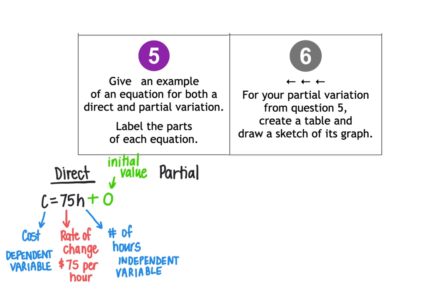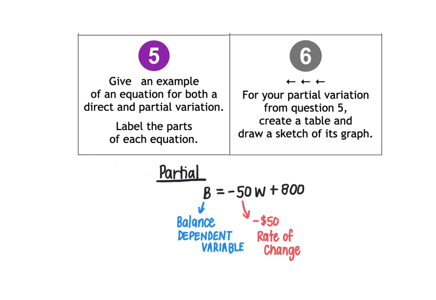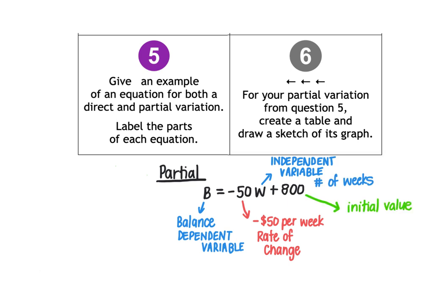Our second equation could be representing a partial variation. Perhaps we'll use the equation B equals -50W plus 800. In this case, it might be the balance of a bank account, or the dependent variable, is equal to negative 50, which would be the rate of change. Perhaps that's negative $50 per week. W would be the independent variable, perhaps for the number of weeks. And then our initial value would be 800, perhaps the amount of money that began in the bank account.